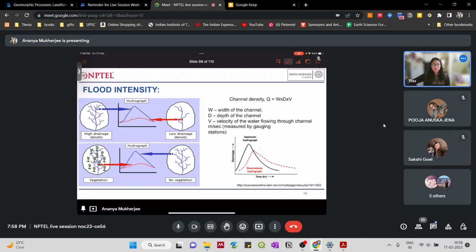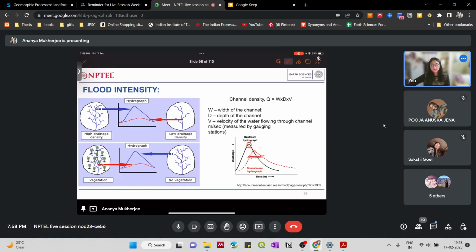Upstream you can see that the high discharge is only for a very short period. But in downstream areas the high discharge can prolong, it can happen over a prolonged period. So upstream floods are short period floods, downstream floods are longer period floods.